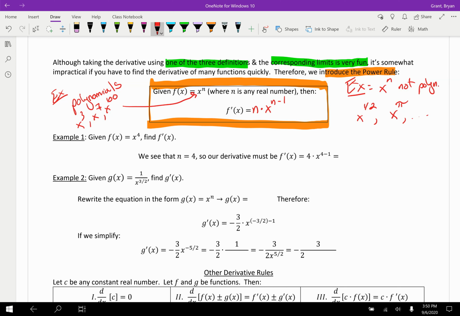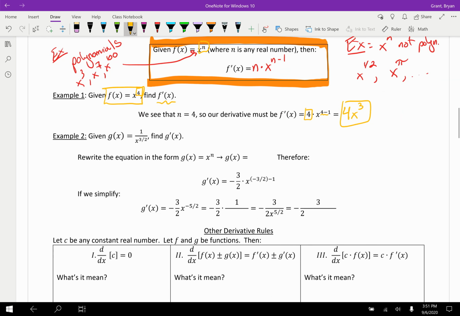So how do we use it? Let's put this into numbers. If we have the function f of x equals x to the 4th, and we're asked to find f prime of x, then you'll have to notice that our n up here is 4. So when we take the derivative, the 4 comes down in front. We reduce the power by 1, and my derivative function becomes 4x to the 3rd. The end. There's the derivative function. No limits. We went straight from the start to the end. Haha!